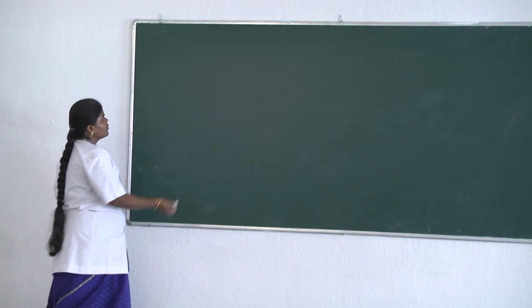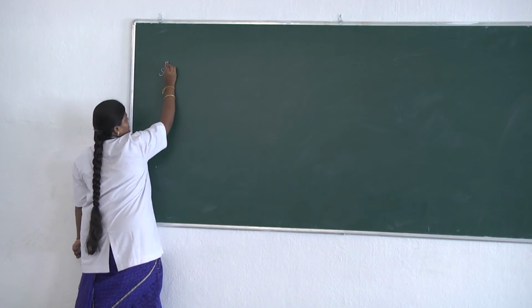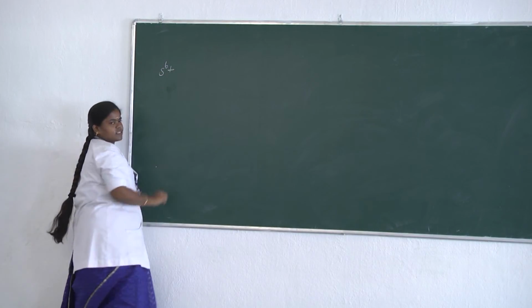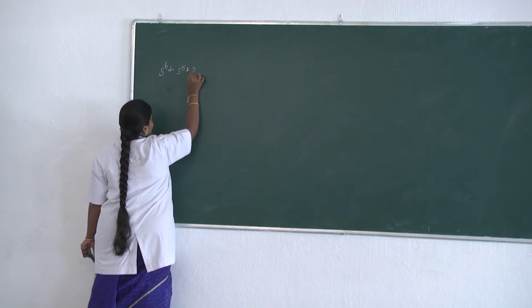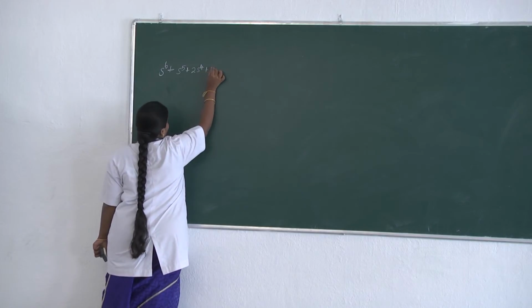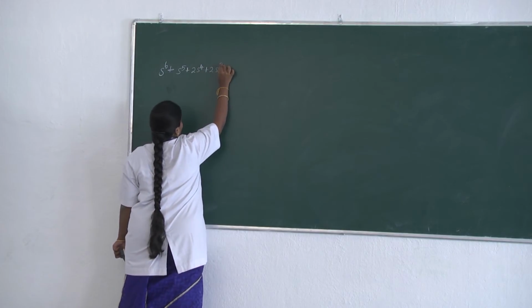Let me consider one more example for this Routh array. Let me consider the characteristic equation of a system to be s power 6 plus s power 5 plus 2s power 4 plus 2s cube, sorry, 2s square.